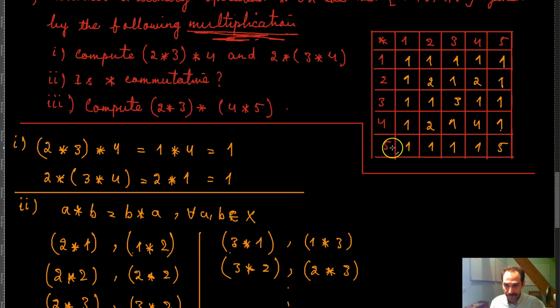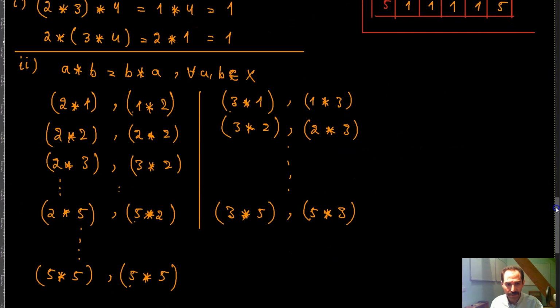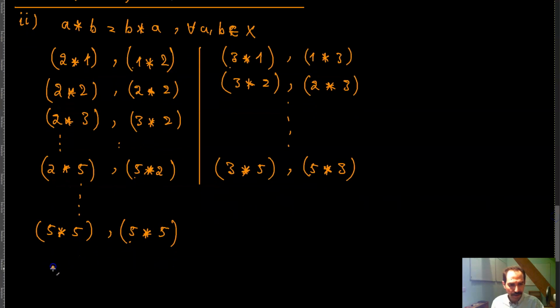And then 5 star 1 is equal to 1. 1 star 5 is equal to 1. 5 star 2 is equal to 1. 2 star 5 is equal to 1. 5 star 3 is equal to 1. 3 star 5 is equal to 1. 5 star 4 is equal to 1, 4 star 5 is equal to 1, 5 star 5 is equal to 5. So yes, basically you can say that therefore star is commutative.